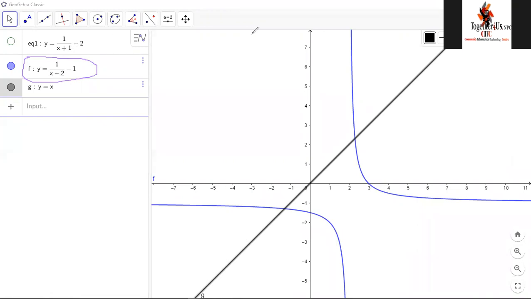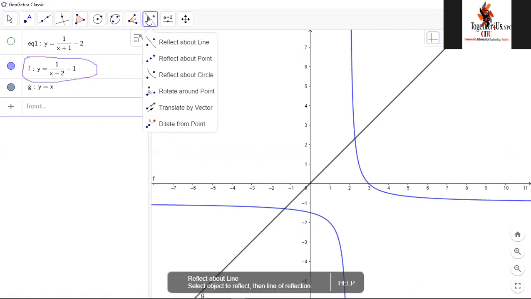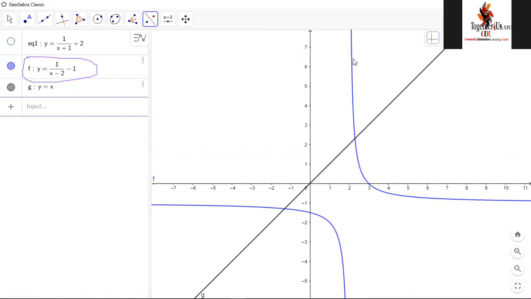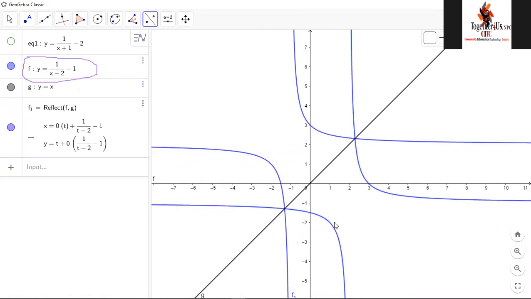Now, let us take this and reflect it about the line y equals x. I've got a cool tool here on GeoGebra. I'm just going to say reflect about line. It says select object to reflect, then line of reflection. So which object do I want to reflect, guys? I want to reflect the hyperbola. What is the line of reflection? I select that line, and guess what? There is my reflected graph.